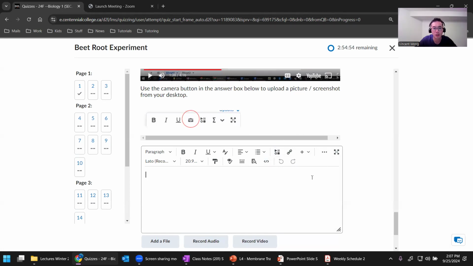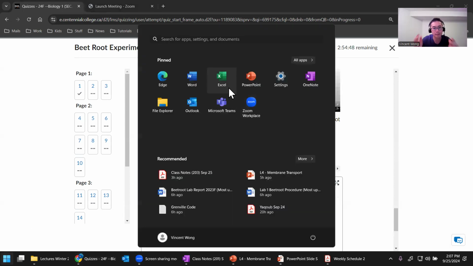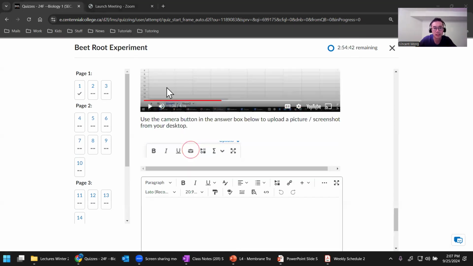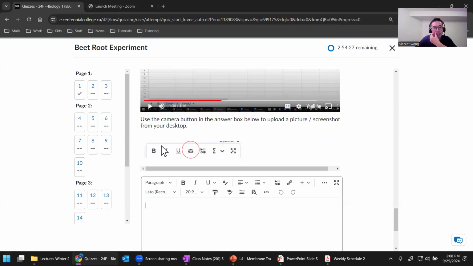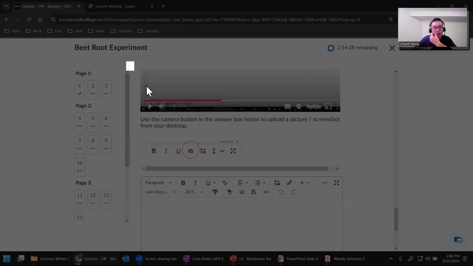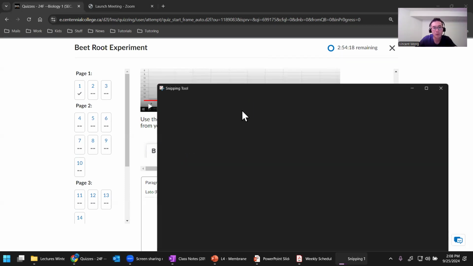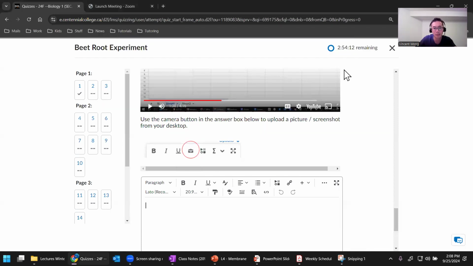You can take a screenshot of your graph as well. If you're using a PC, there is something called the snipping tool, and you can watch this again in the recording. Once you have the snipping tool open, you click on new, and then you can just highlight whatever part of your screen you want to capture. In your case, you'll be capturing the graph. You see I just captured my screen, and then you can save this on your computer, and then upload it.